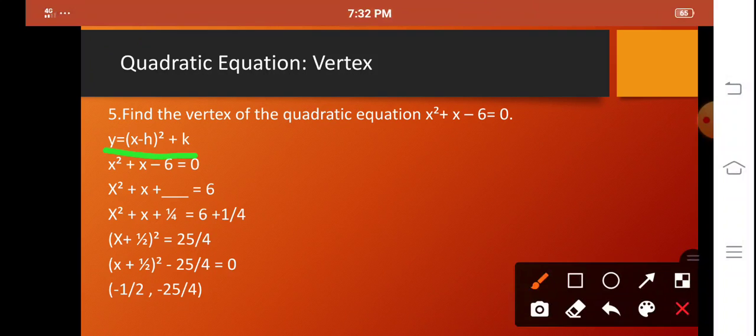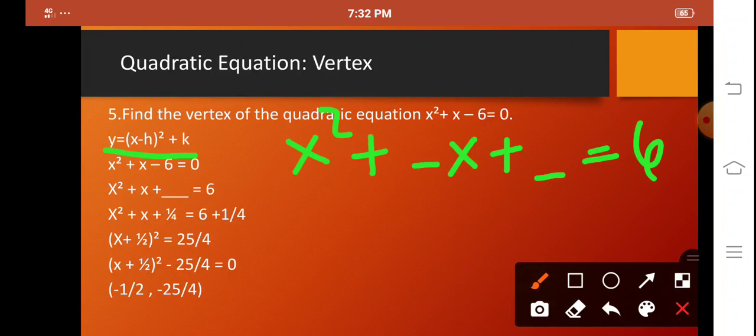Okay, we are going to write this into the form y is equal to the square of the quantity x minus h plus k. So by additive inverse, we have x squared plus x plus blank is equal to 6. Now we will make use of perfecting the square. So we're going to do it this way: x squared plus x plus space is equal to 6.